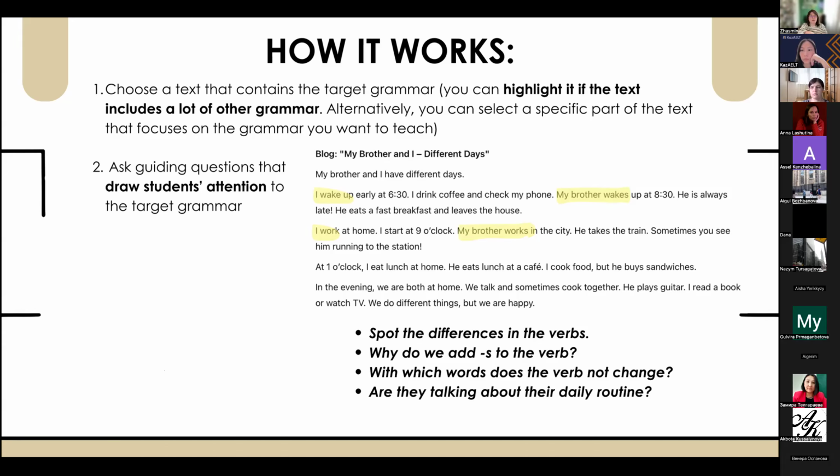Oh, because it's my brother. Oh, my brother is what? He? How is he different from I? And then go on from there. Let them notice that, uh-huh, with my brother we use s, and with I we don't use s. Let them think about that.